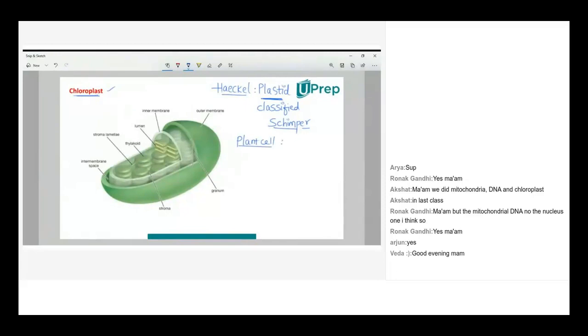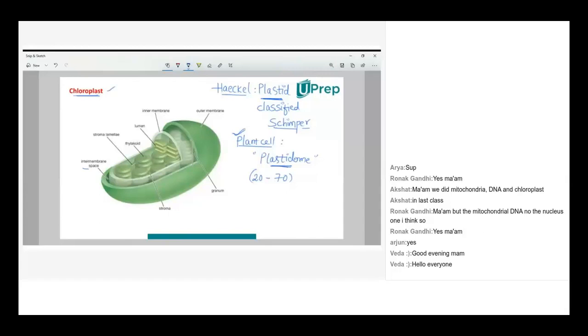So the number of plastids in a plant cell is termed the plastidome. This is the new term. Plastidome refers to the number of plastids present in a plant cell. Clear? So the plastidome may range from 20 to 70 in number, meaning a plant cell may possess 20 to 70 plastids. Okay, that refers to plastidome.